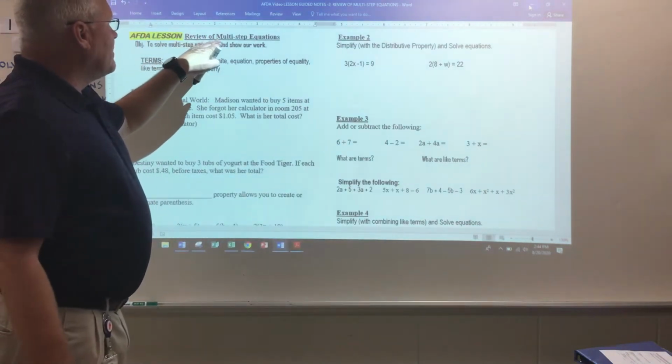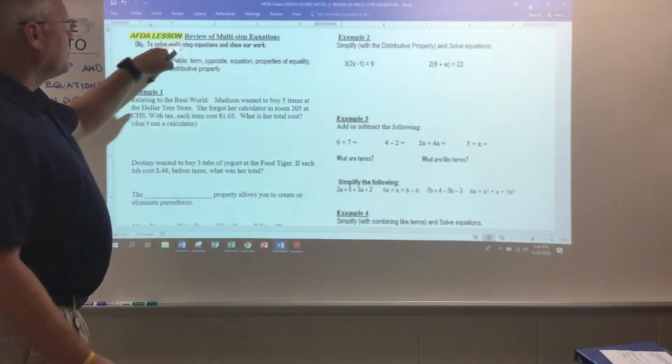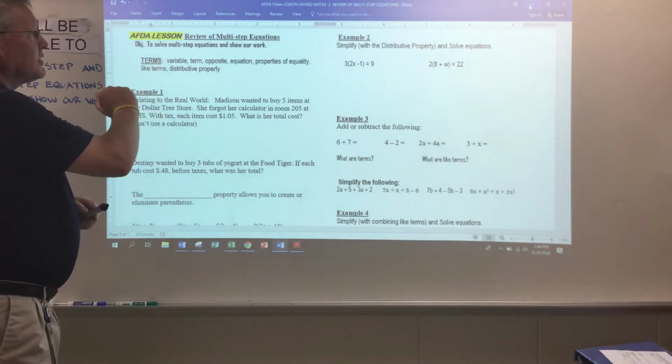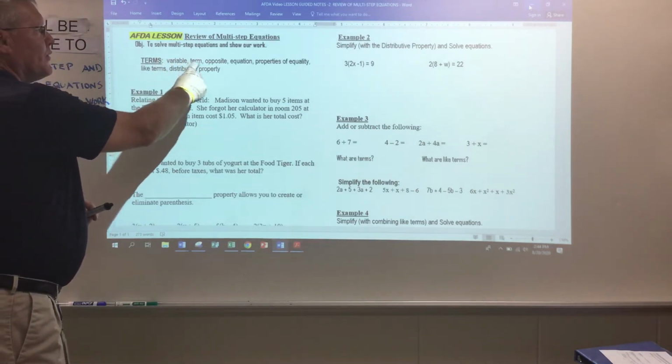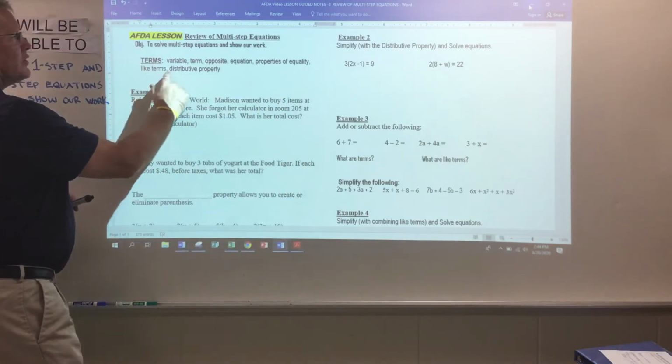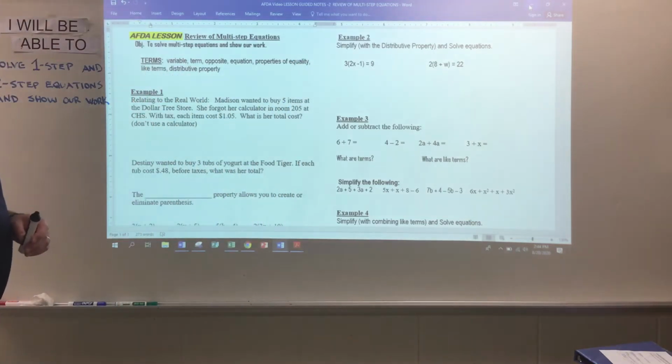Our lesson is a review of multi-step equations. We want to solve multi-step equations and show our work. Terms that we'll be working with: variable, term, opposite, equation, properties of equality, like terms, and the distributive property.